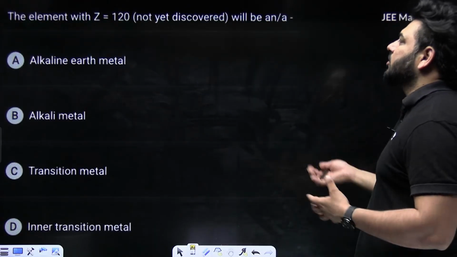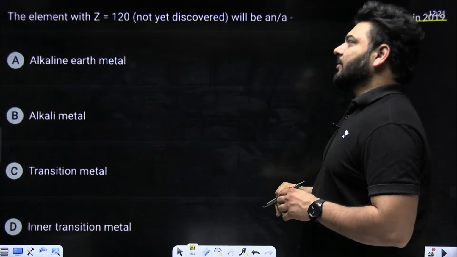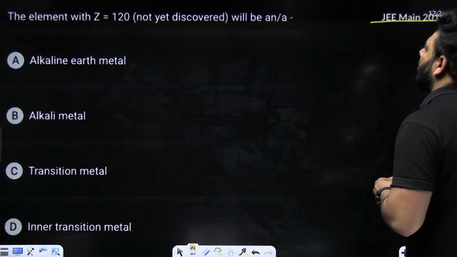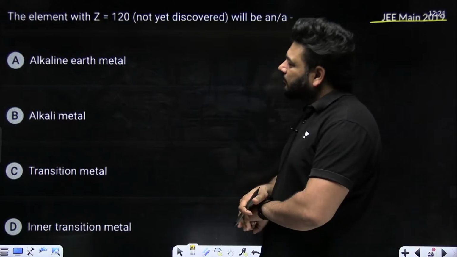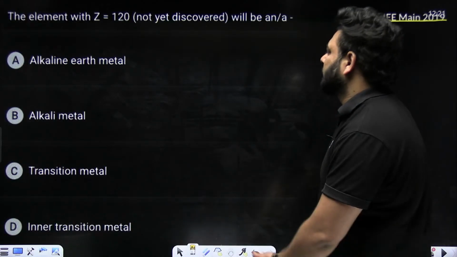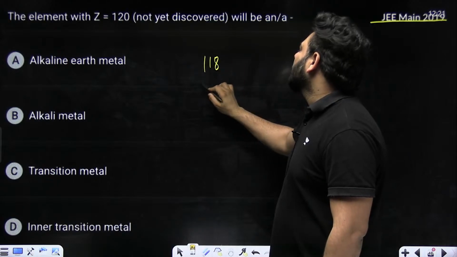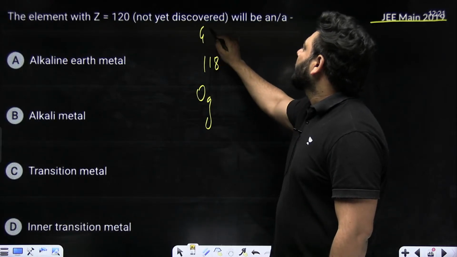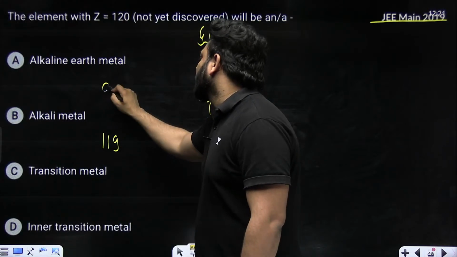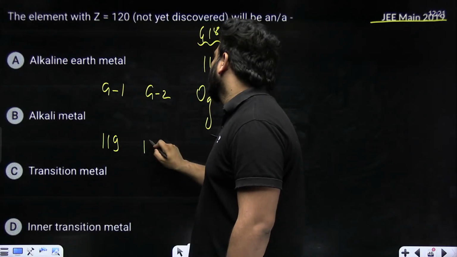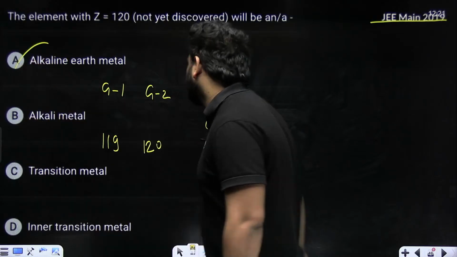There's a mixed question that has come up over here. We have a JEE Main 2019 question. The element Z with 120 atomic number will be a what? Alkali earth metal, alkali metal? So 118 is actually oganesson, group number 18. Then next 119 will come to group number 1, and group number 2 will be 120. So I think this could be alkali earth metal.